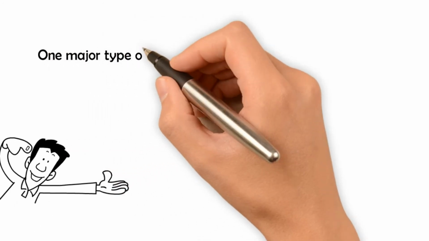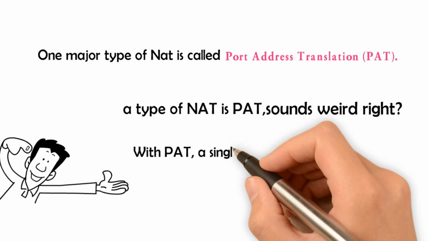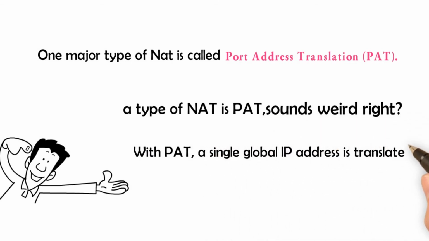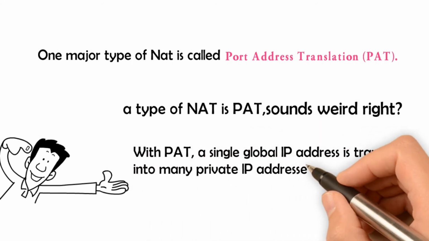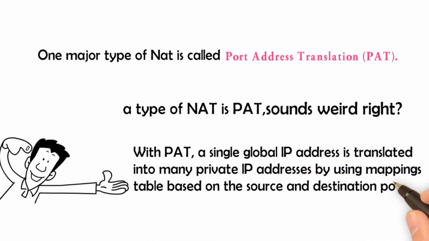One major type of NAT is called Port Address Translation. I know, a type of NAT is called PAT. Sounds weird, right? With PAT, a single global IP address is translated into many private IP addresses by using mapping tables based on the source and destination ports.